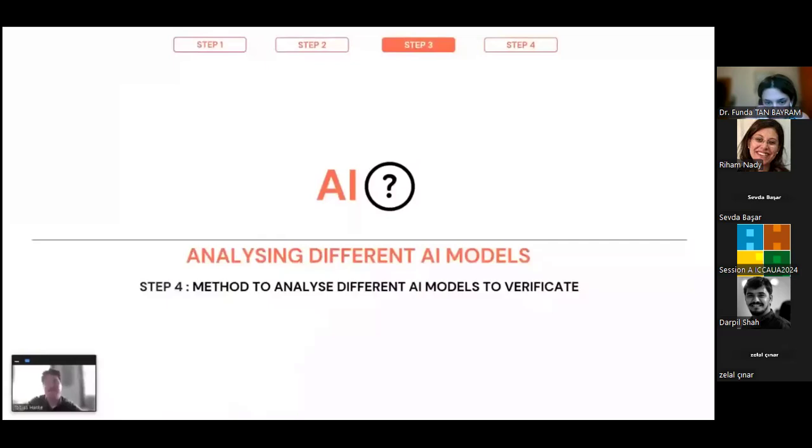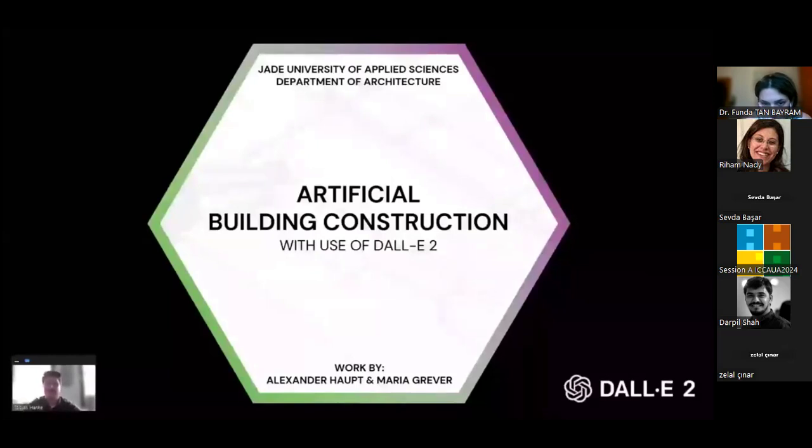To explain this method in more detail, here's an overview of two case studies. In the first case study, DALL-E 2 was used to investigate if AI can generate structural details. The aim of the case study was to find out whether the use of DALL-E 2 can accelerate and optimize the work process. Furthermore, the results were evaluated with regard to their suitability.